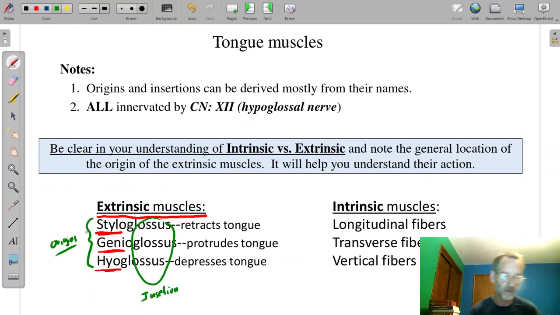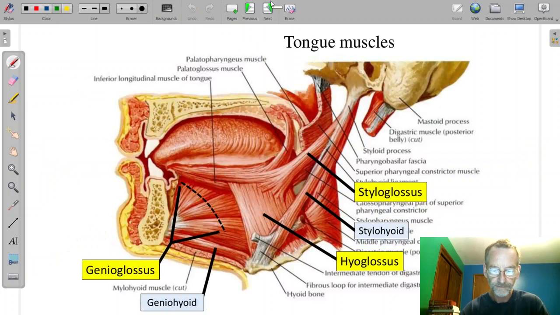And I'll just help you to identify the muscles. And then we'll look at the intrinsic. Not a lot to say. Fibers are just running in different directions inside the tongue. Okay, next slide. And here are those three extrinsic muscles of the tongue that we went through. So let's just consider these one at a time. Let's start with the genioglossus.